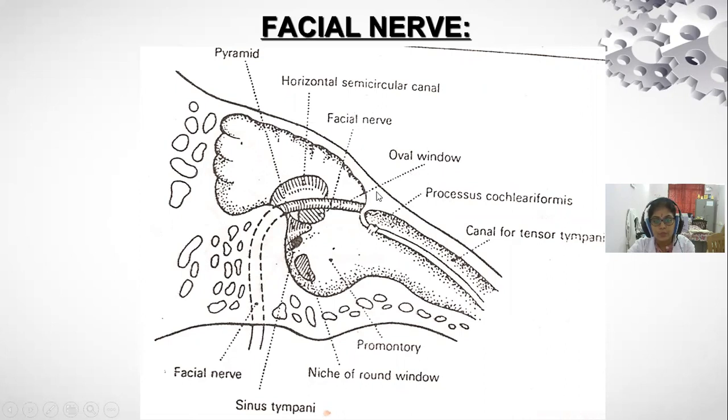So the intratemporal course is something which is very important for us to know as ENT surgeons, because the most common ear pathology we come across is otitis media, for which mastoidectomy is the surgery commonly done. So in order to know the exact landmarks, if you want to do mastoidectomy, and you don't know the anatomy of the facial nerve, there are high chances that you injure it.